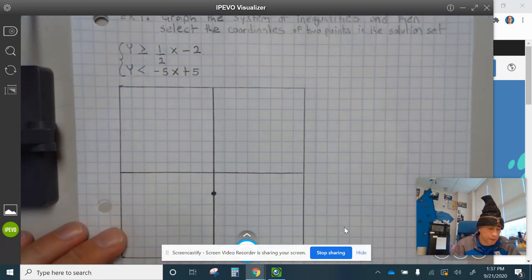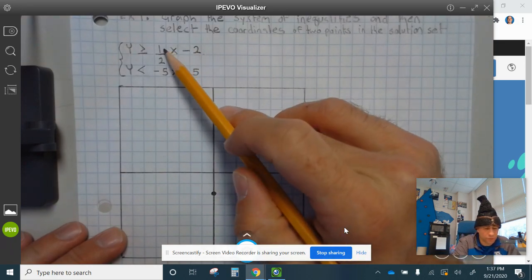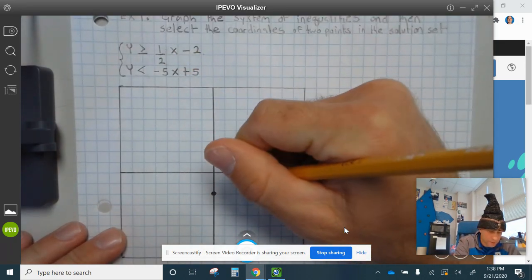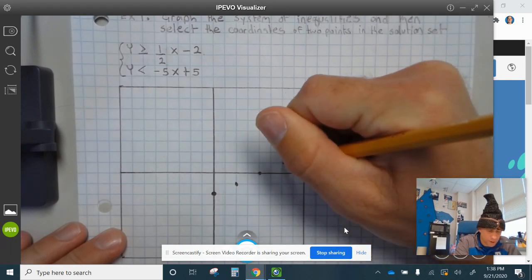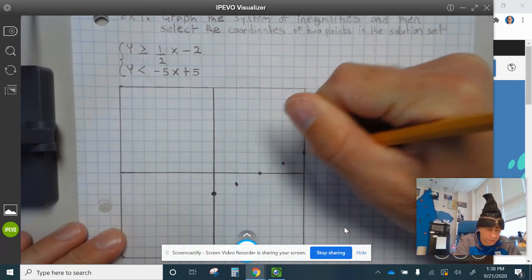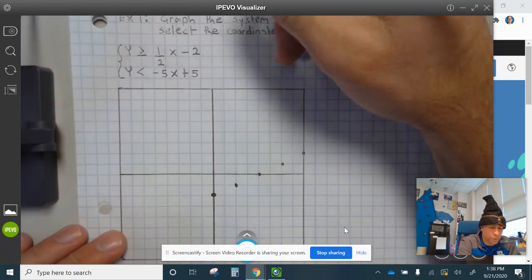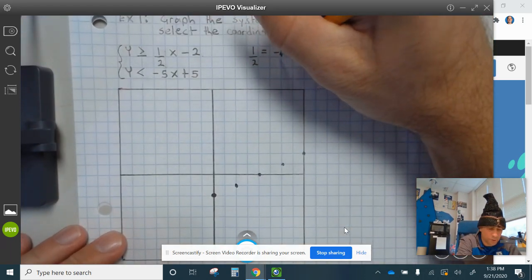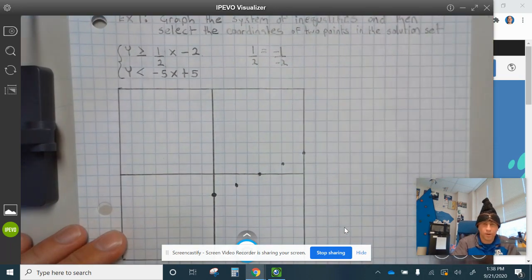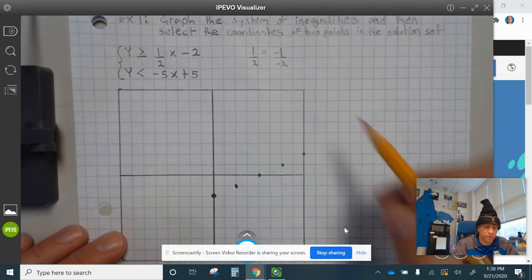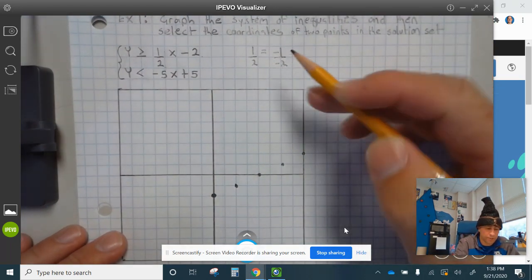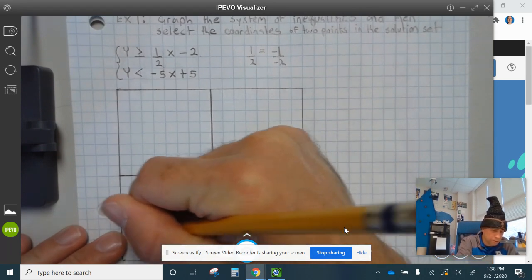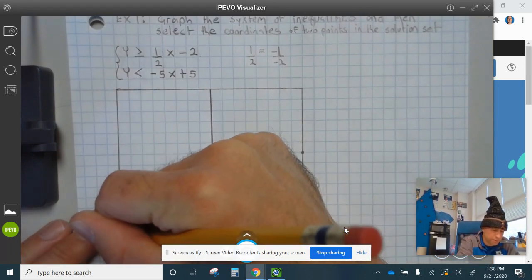Now, slope is rise over run, so this tells us to go up 1 to the right 2. So up 1 to the right 2, and repeat. Now, 1/2 is equivalent to -1 divided by -2. And the reason why that's important is now we can go down 1 to the left 2. So down 1 to the left 2, and repeat.